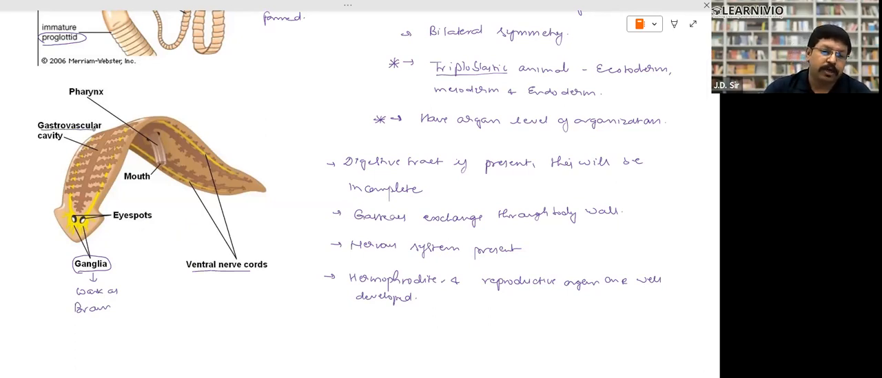There is a gastrovascular cavity, right? And this is the pharynx. There are eye spots which sense light, so light sensitivity is felt by these. A very important thing: if you cut planaria into 10 pieces, every piece will become a new planaria. They have the highest regenerating power.